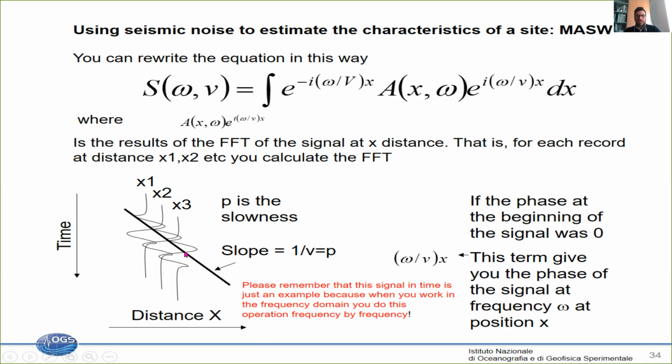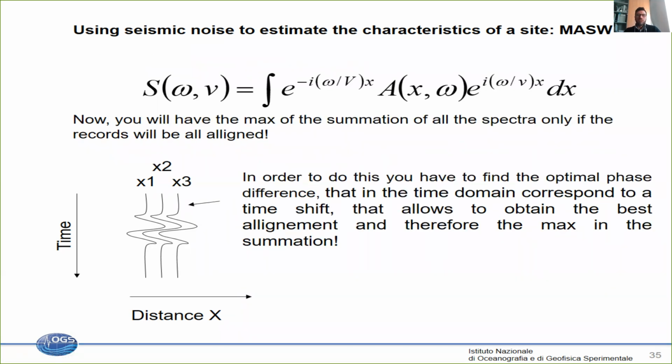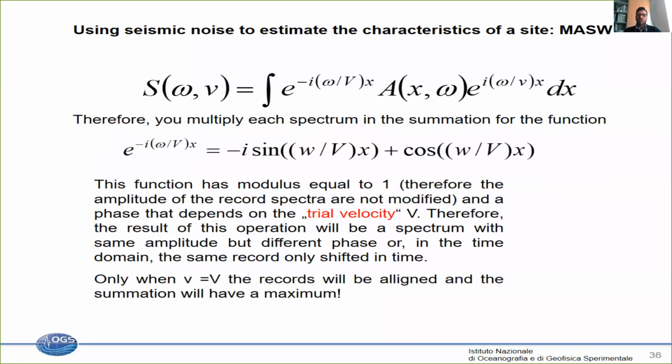If I am able to adjust it in this way, when I make the summation of a seismogram, thinking now in the time domain, I will have a maximum of my function, which is equivalent to having a maximum of my function in frequency. So I'm looking for this, but I don't know the value of velocity. So I have to test many of these values until I find the maximum.